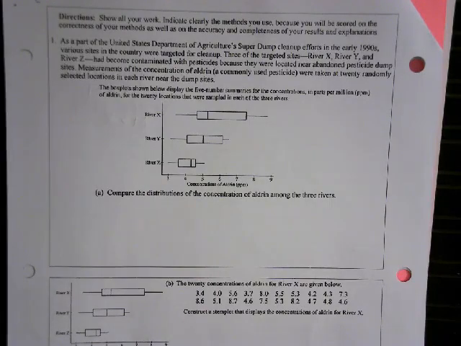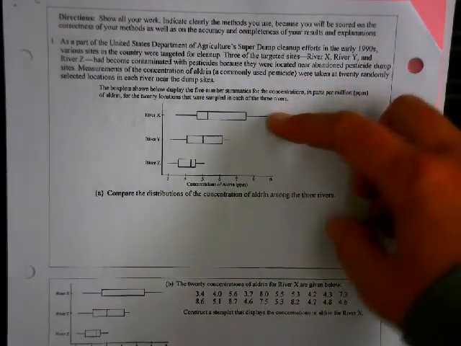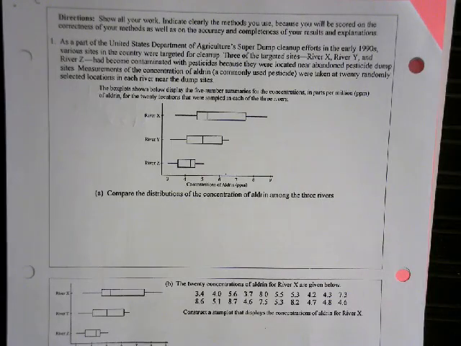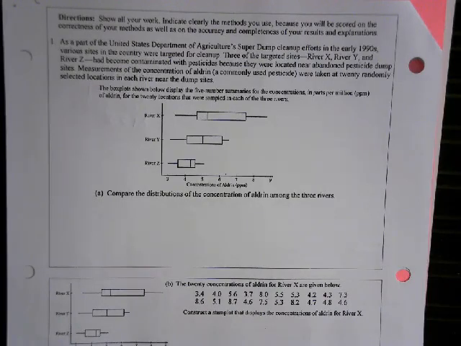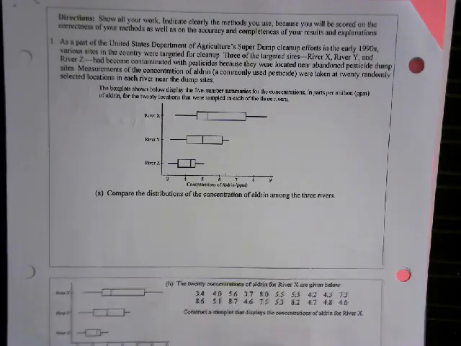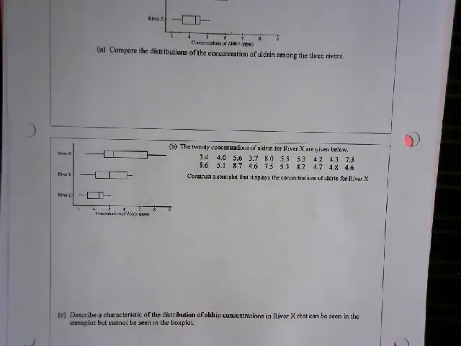Thank you. All right, so we have our box plots. X is on top, Y, Z. First question for this FRQ is to compare the distributions, so the concentration of aldrin among the 3 rivers. Then it does continue down here. B gives you the 20 concentrations for river X. We're going to make a stem plot there. And then part C, we're going to describe a characteristic of the distribution for the concentrations in river X that are seen in the stem plot, but not the box plot.